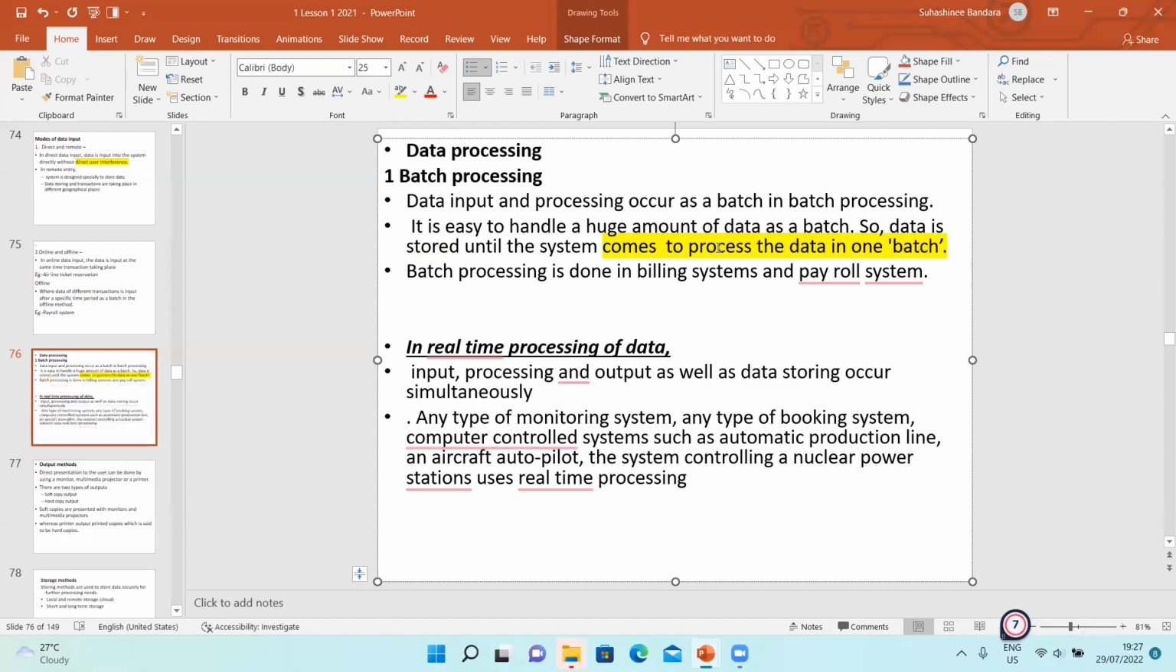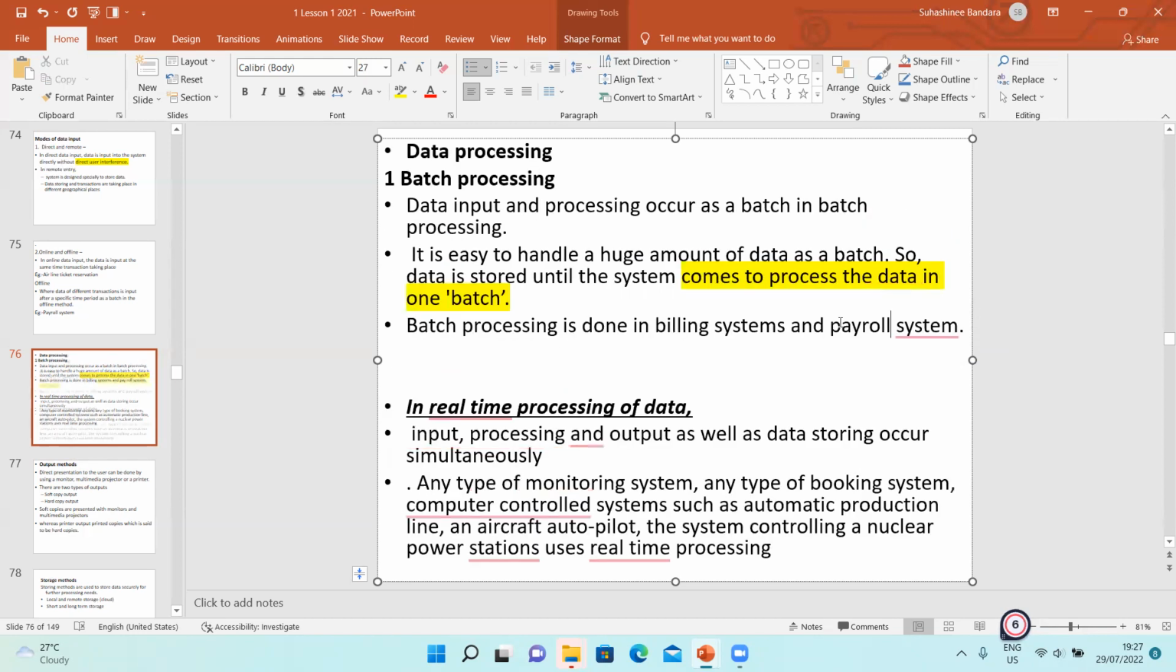So we collect the data until it is processed. After processing, we get the batch, that means the final billing or payroll system. Also, we can consider it like that.